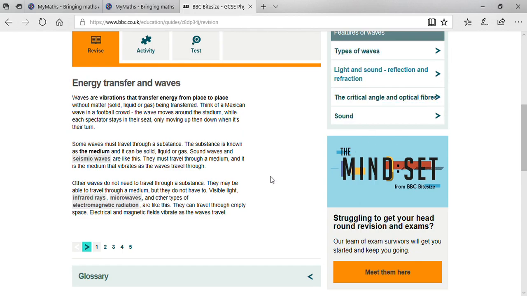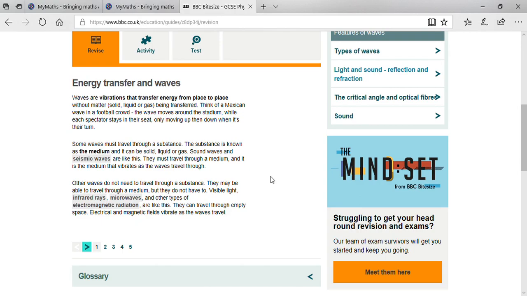Next, they are saying you can also think about a Mexican wave in a football crowd. The wave moves around the stadium while each spectator stays in their seat, only moving up then down when it is their turn. So, do you understand clearly the wave?